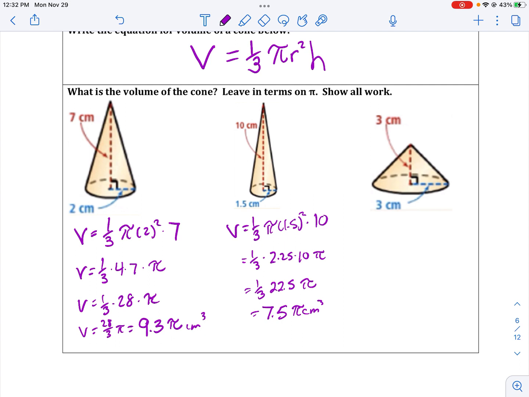And our one on the far right, volume equals 1/3 pi times radius squared times height, which is 3. So really we could have just done 1/3 pi times 3 cubed. So here, volume equals 1/3, and again, solving in terms of pi, 27 pi. 3 squared is 9, 9 times 3 is 27. And then 27 divided by 3 is 9, so we have 9 pi centimeters cubed.